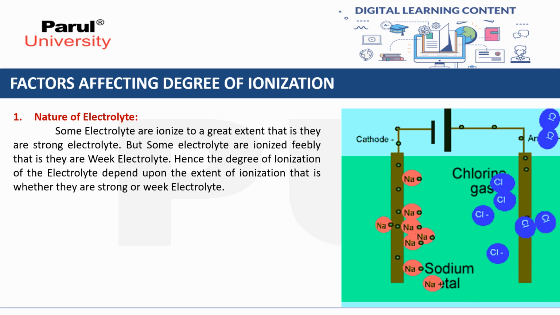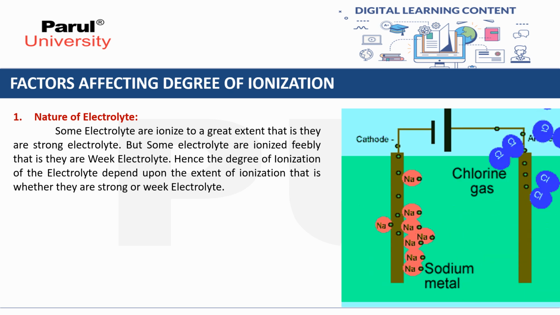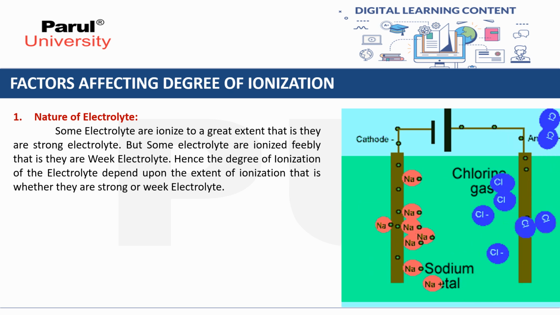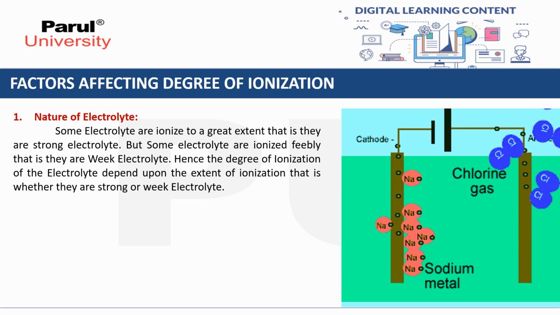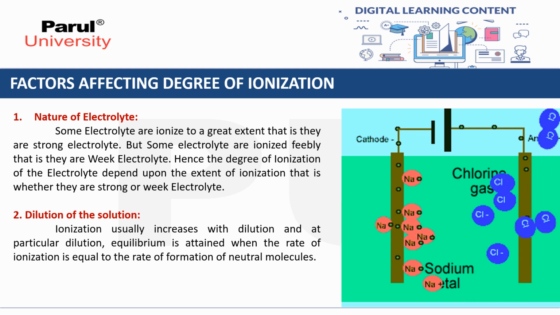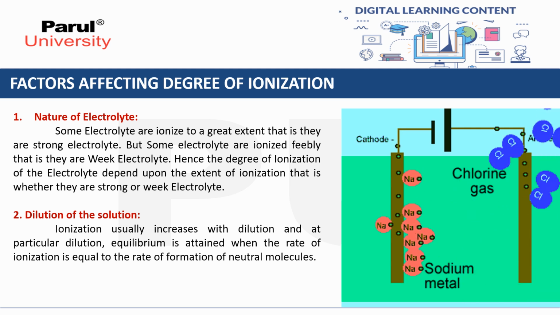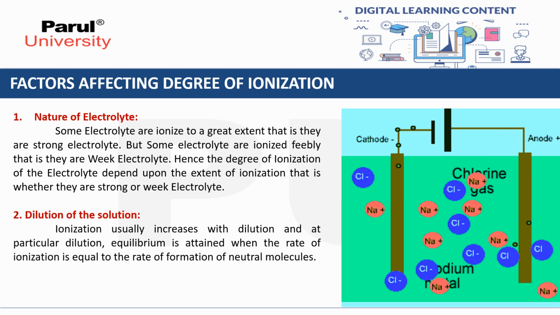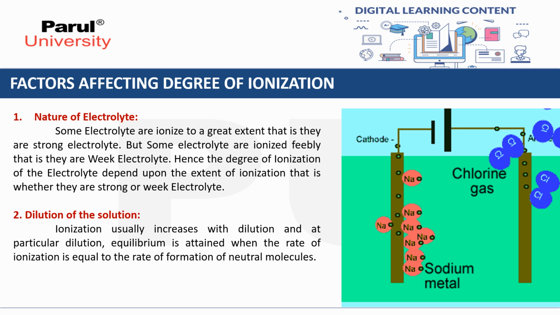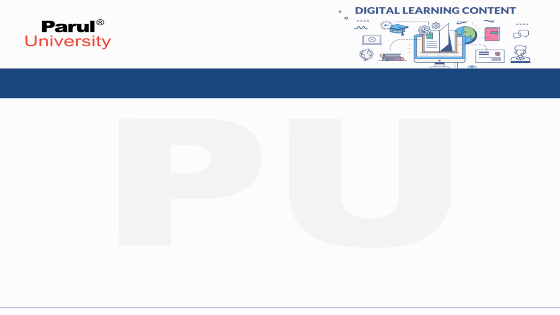As we can see here, the sodium ion and chlorine ion are getting separated in the form of ions. So it depends upon the type of electrolyte whether they are completely ionized into cations or anions. The next factor is dilution of solution. The ionization usually increases with the dilution, and at a particular dilution the equilibrium is also attained when the rate of ionization is equal to the rate of formation of neutral molecules.